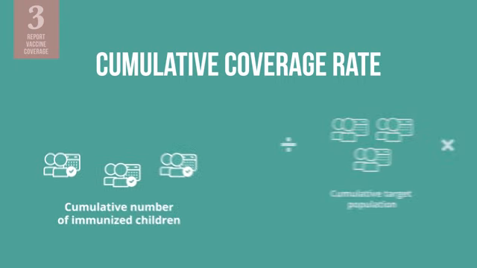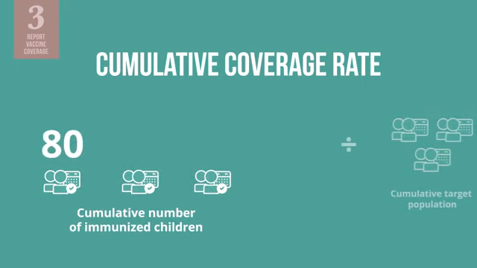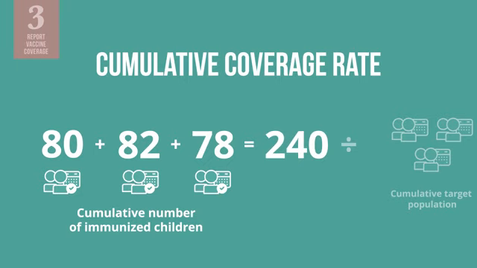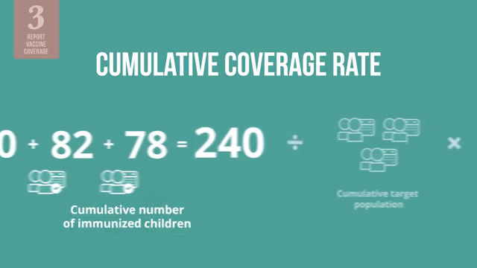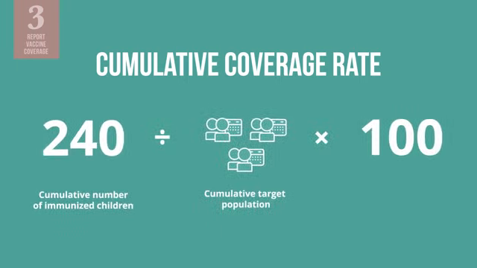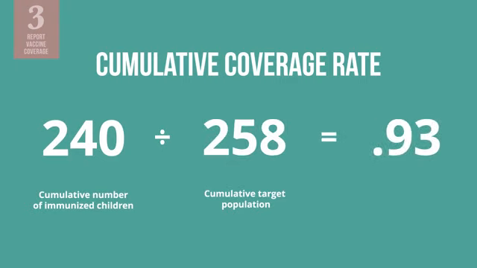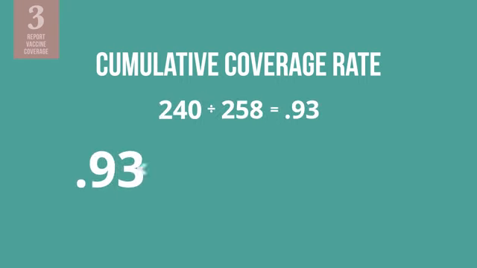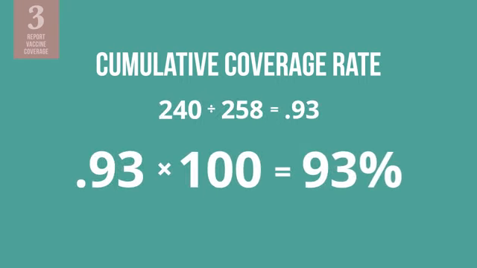For example, let us say that 80 children were immunized in March with pentavalent 1, 82 in February, and 78 in January, for a cumulative total of 240 immunized children. Divide 240 by the cumulative target population for March, which is 258. Then, multiply the answer by 100 to find the cumulative pentavalent 1 coverage rate.